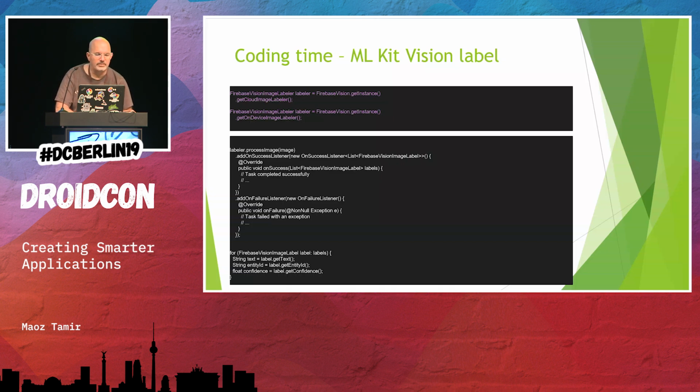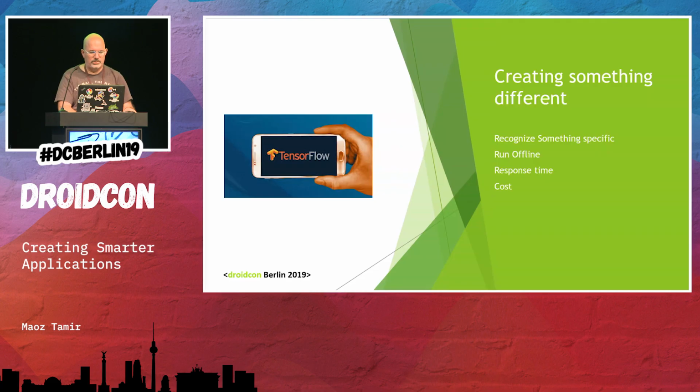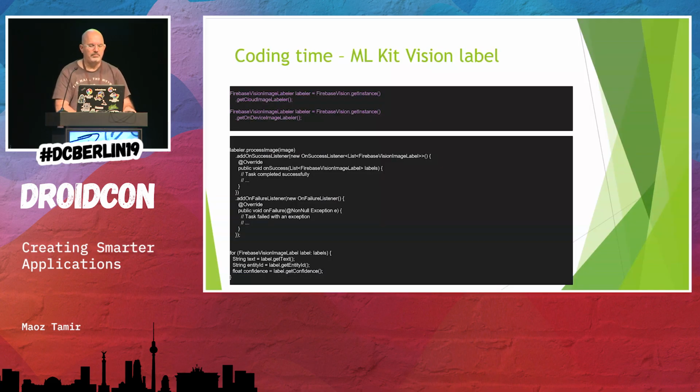As you can see here, which is a bit small. I didn't put in all the bits and pieces of adding to the Gradle and all that. You can connect to the Firebase Vision prediction, and you can either use the cloud identification or the cloud labels or on-device labels.